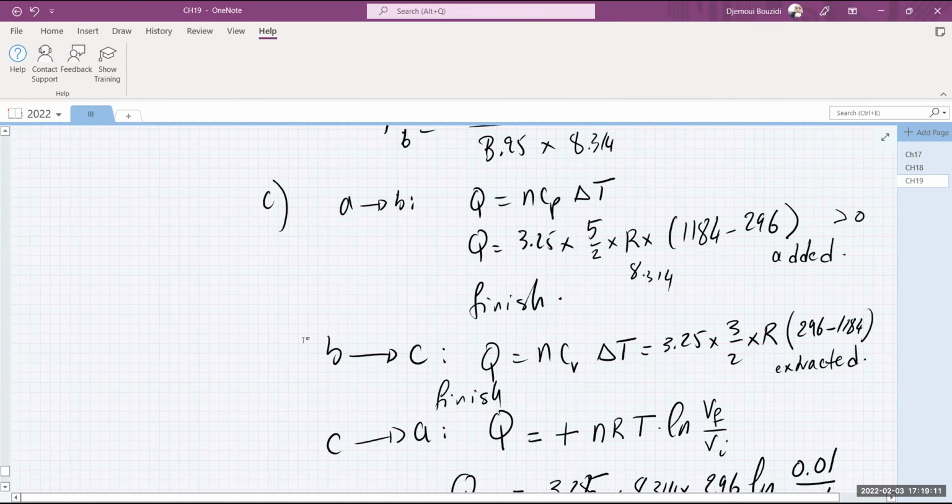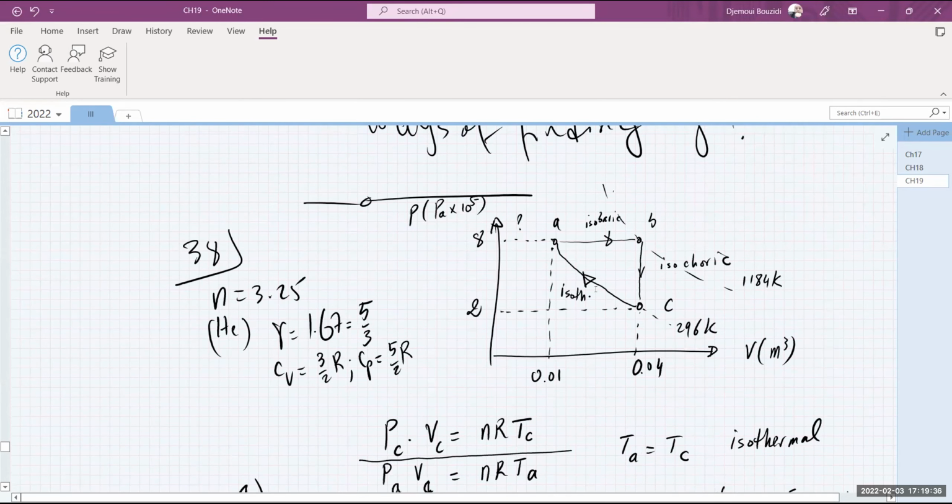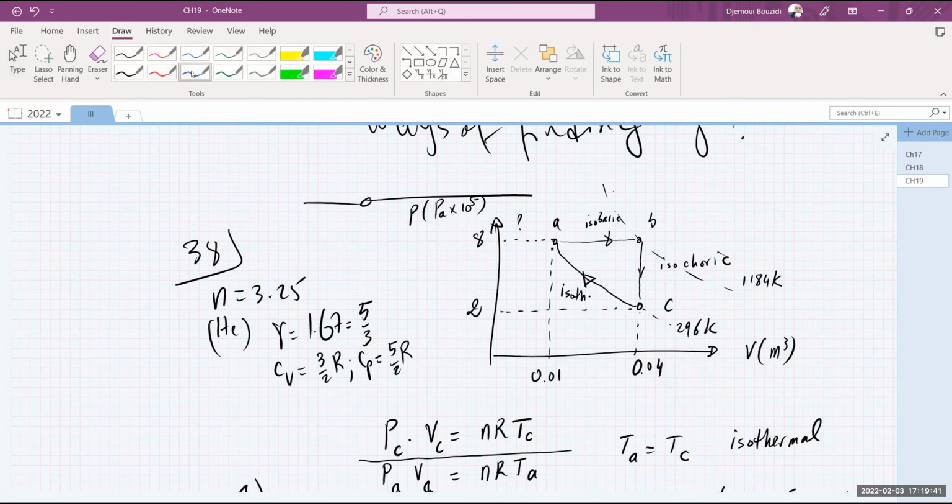After we finish this problem, we're going to do the next problem after we take a break, the typical thing, because I think we still have about 5 minutes in this lecture. So the last question is, how much did the internal energy of the helium change from A to B, from B to C, and from C to A? Obviously, from C to A, delta U is equal to 0.